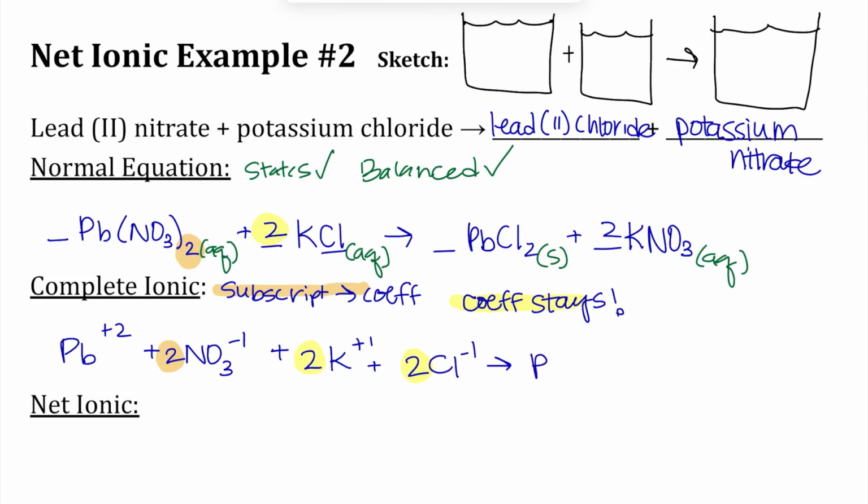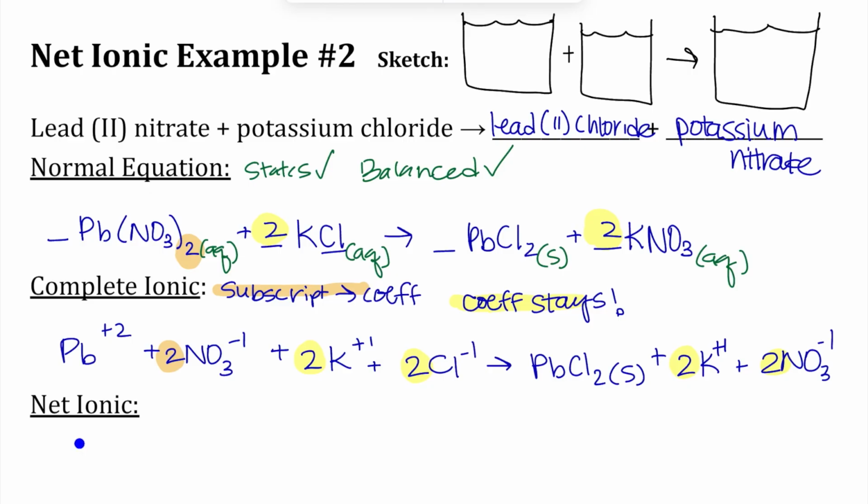Looking at our next side, our lead chloride, PbCl2, is going to be a solid. And then we last have our 2KNO3, which is aqueous. Our coefficient of 2 is going to distribute, so we are going to need 2K+1s and 2 NO3-1s for that complete ionic equation.